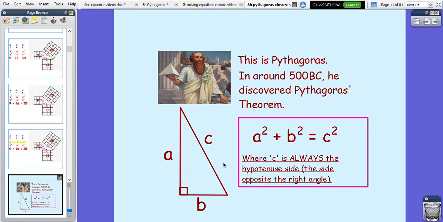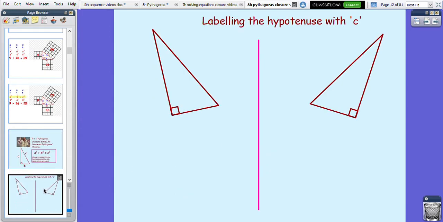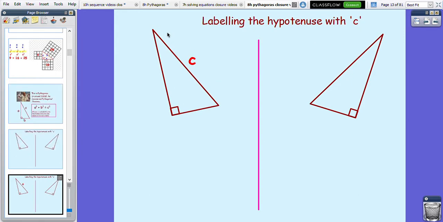Before we start using Pythagoras' theorem, and before I show you why a mathematician would use it, I just want to point out that when we label these sides, C is always the longest length. That diagonal, we call it the hypotenuse, and it's the longest side. You can picture it as the side that's opposite the right angle, if that helps. So when we label the hypotenuse, the longest side C, it's the length opposite the right angle. So this one would be C.